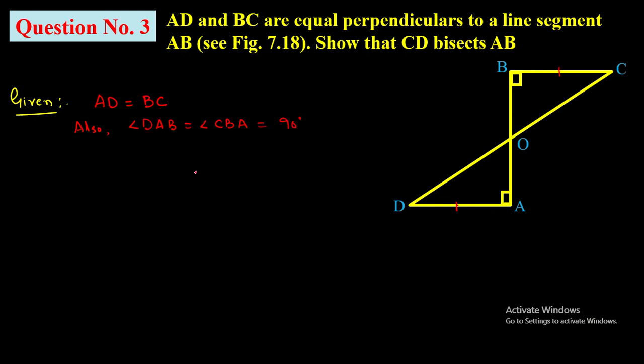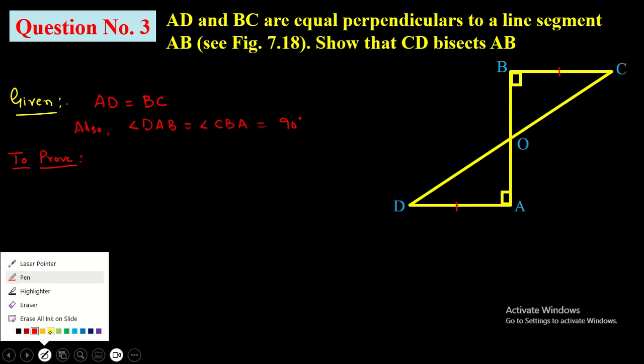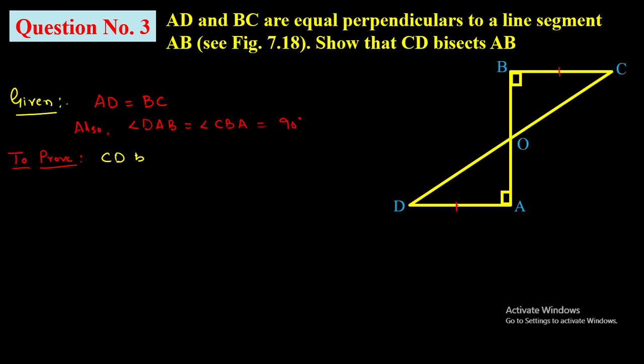And then we have to prove, or we have to show, that this CD bisects AB. CD bisects AB means on intersection of CD with AB at this point O, this AB is divided into two equal parts. That means we have to show AO is equal to BO. Let's try to prove it.